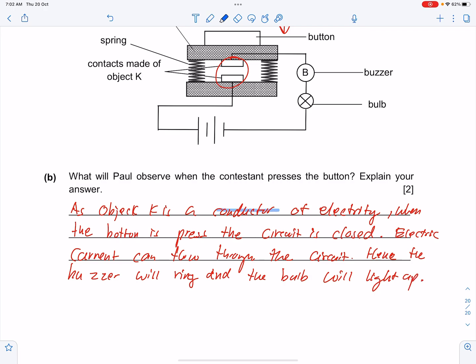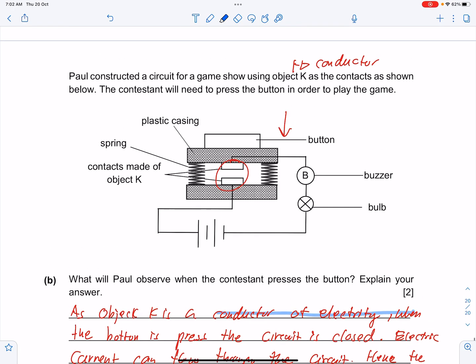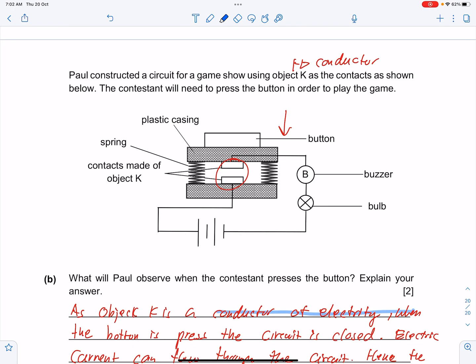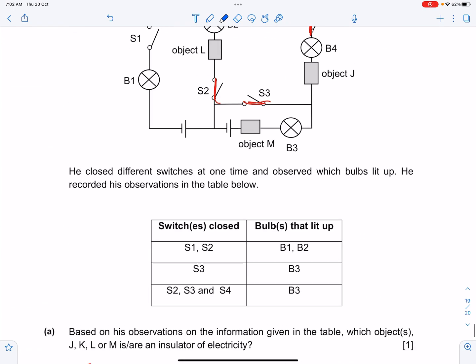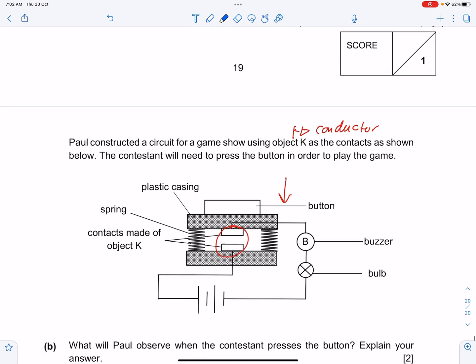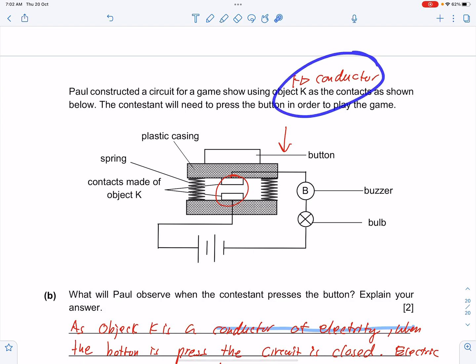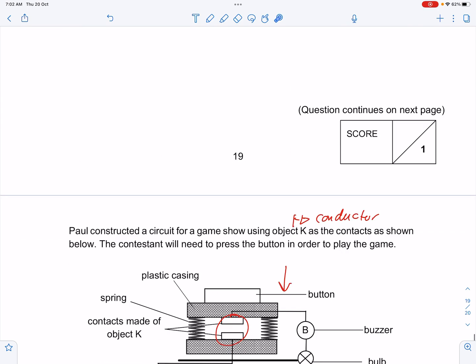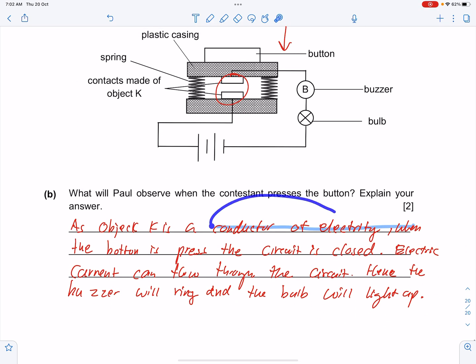So this part over here is an additional point that you need to explain, because if it's not a conductor, it will not be able to allow electric currents to flow through it. So remember, I always said this, the questions are related. So in the previous question, it's talking about conductor and insulator of electricity, right? So therefore, you need to make this connection and pen it down as part of the answer.